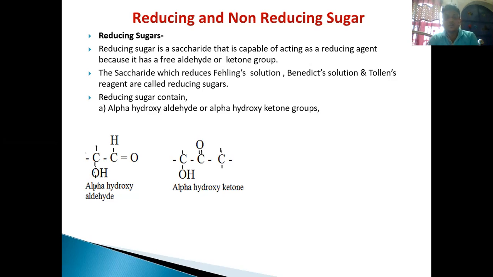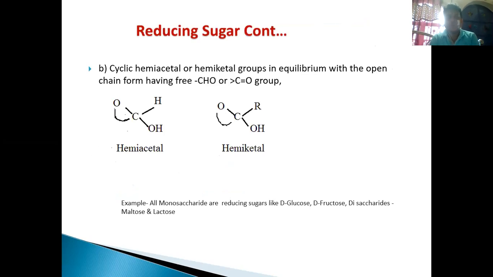Reducing sugars contain alpha hydroxyaldehyde or alpha hydroxyketone groups. Cyclic hemiacetal or cyclic hemiketal groups are in equilibrium with the open chain form having the free aldehyde or ketone groups. All monosaccharides like glucose and fructose, and disaccharides like maltose and lactose, are examples of reducing sugars.